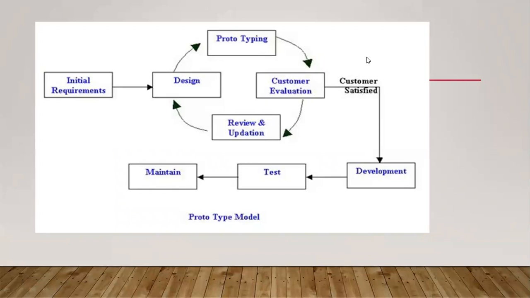Here, for each module, these four activities will be executed not only one time, many times. One module may need five times, one module may need four times, one module may need 10 times, like that, until the customer is satisfied. To get the customer satisfaction, we will repeatedly work on this process itself. Clear?